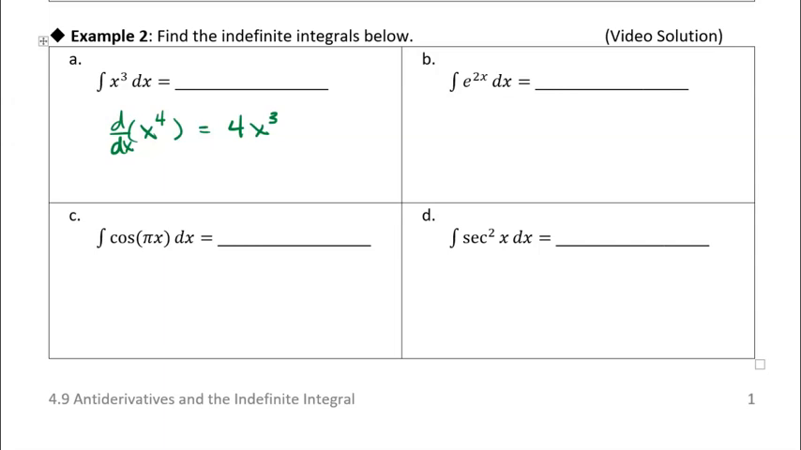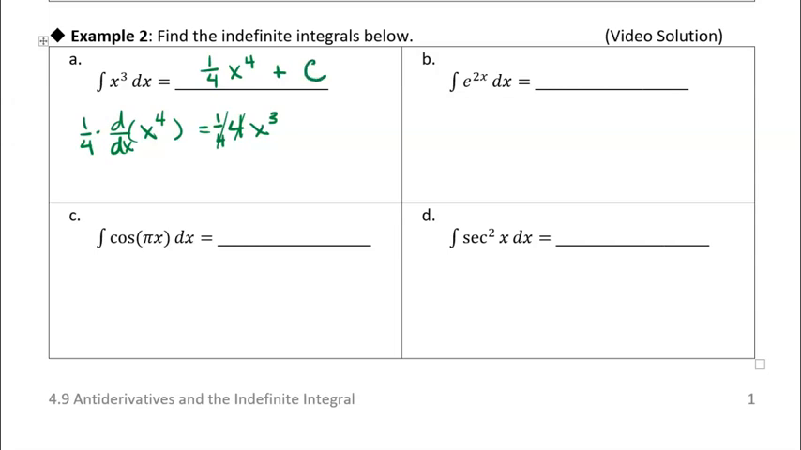So what would happen if I just multiply both sides by 1/4? And then you can see the 1/4 times 4 just becomes 1. So I have a constant multiple of a derivative, so I can just write that as 1/4 x to the fourth. Now, I want to find all of the antiderivatives, so I'm going to add a plus c to it. Make sure you add the plus c.